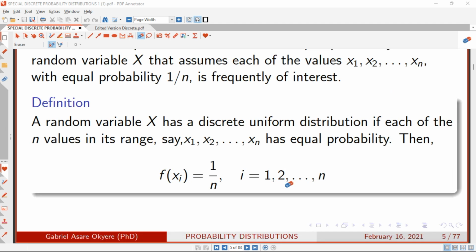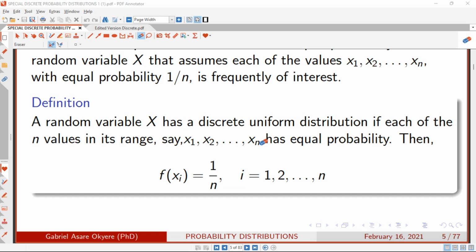So how can we define discrete uniform distribution with its PDF? Let's go into it mathematically. We are saying that a random variable x has a discrete uniform distribution if each of the n values in its range, say x1, x2, to xn, has equal probabilities, as I was saying. So you have different observations for the random variable, x1, x2, to xn, and this distribution is telling us that this random variable must have equal probability.